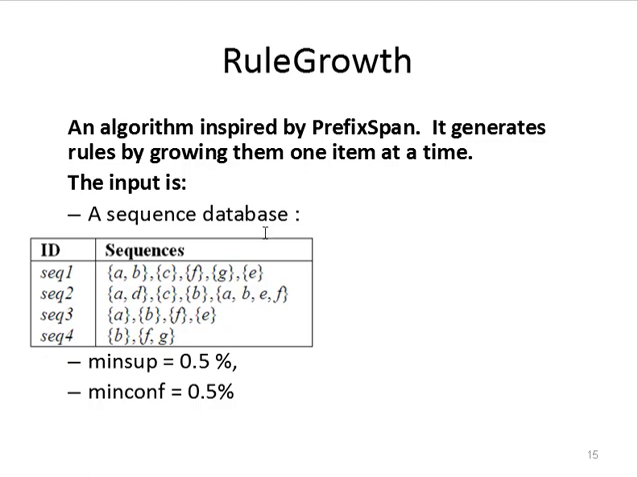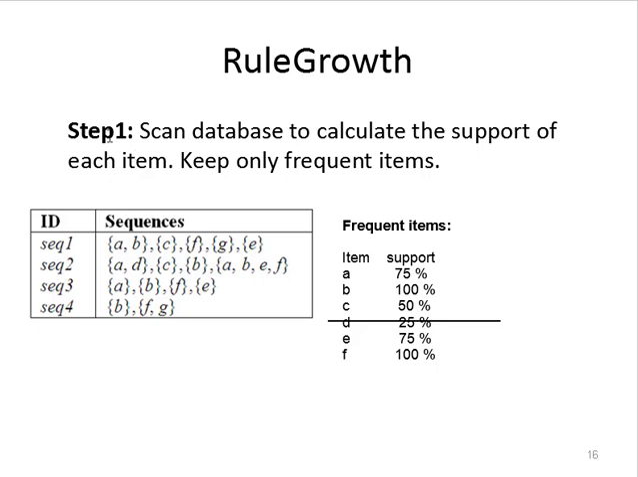So we have a sequence database, as you can see, and we set the minimum support and minimum confidence thresholds. Now what do we do next? Step 1: the algorithm will scan the database to calculate the support of each single item. So we scan the database one time. We find that A appears in 75% of the sequences, B appears in 100% of the sequences, D appears in 25%, and so on. Then we keep only the frequent items.